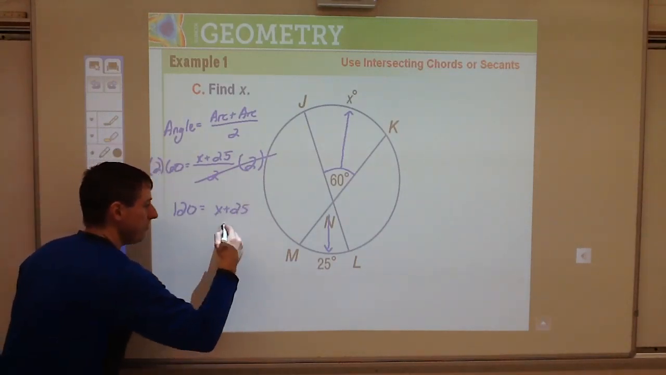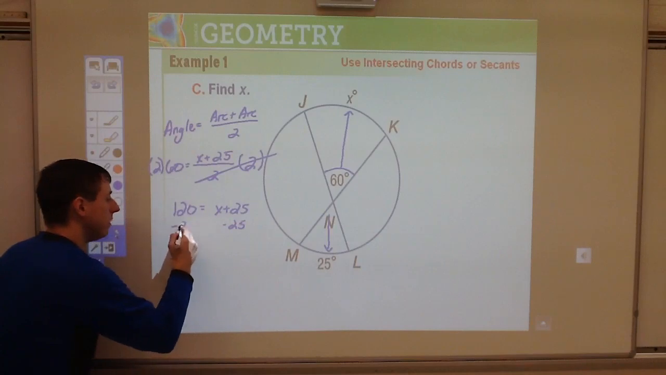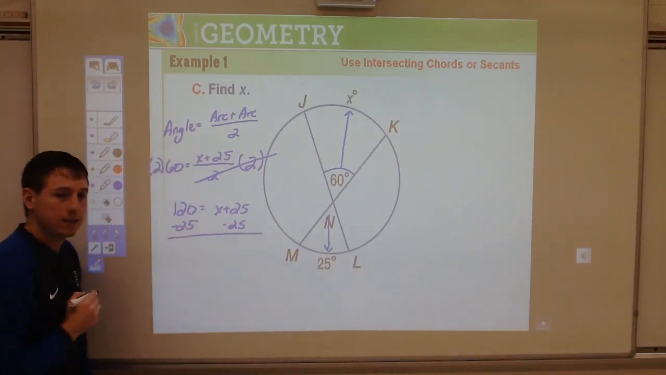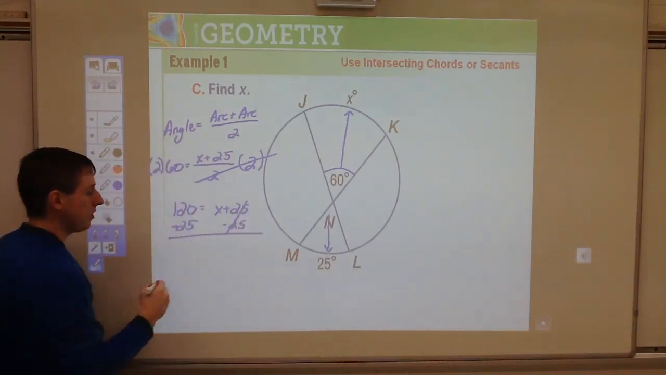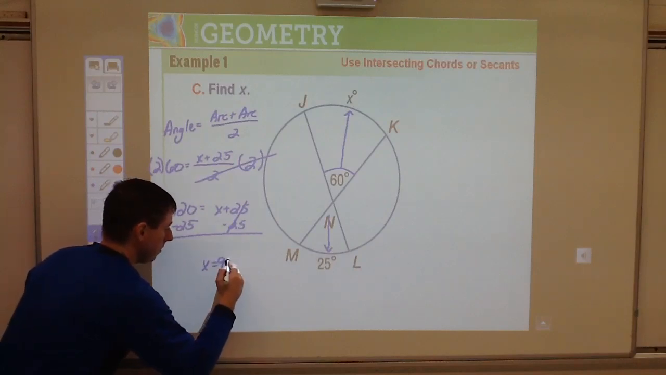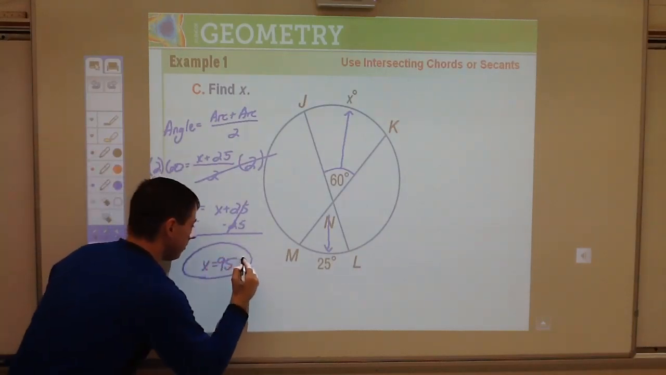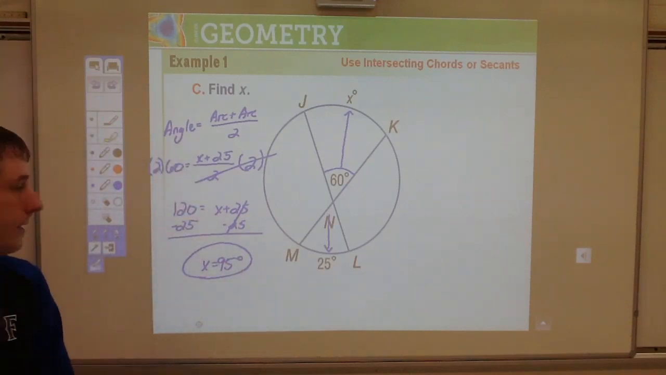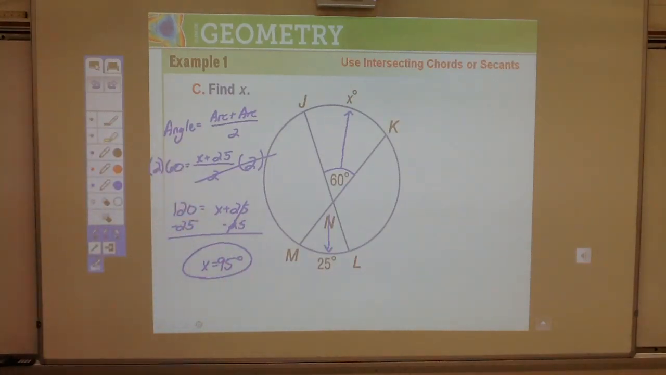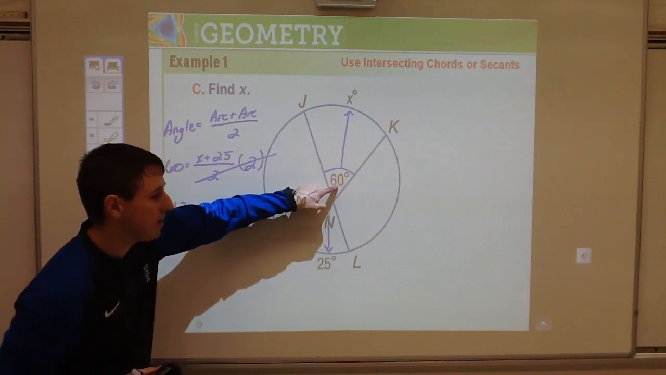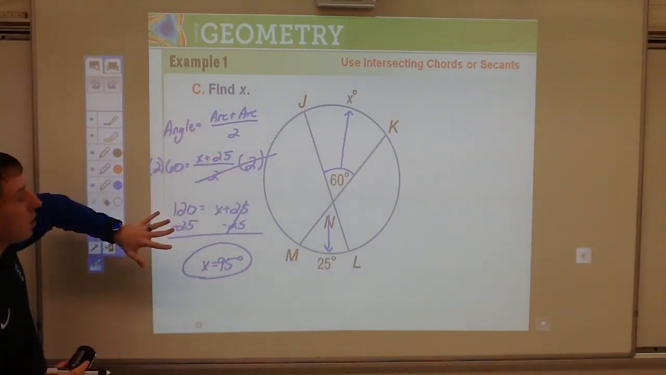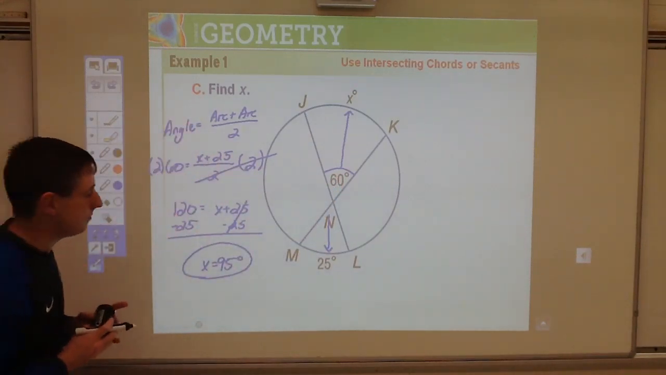And now hopefully it's pretty easy from here. X plus 25 means I need to get this 25 to the other side by subtracting. So 120 minus 25 will get you 95. And then to be perfect, you're going to put a little degree symbol on there. Okay, so that's when they give you an angle. If they tell you how big the angle is, you have to work a little bit backwards to do that question.